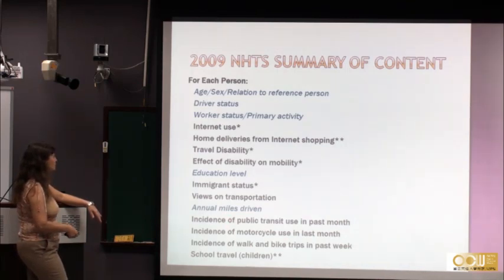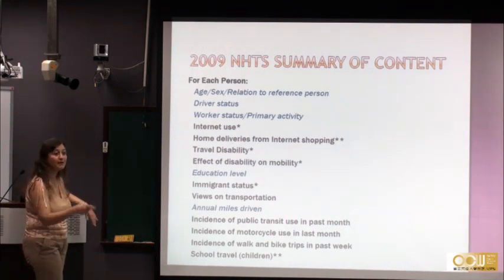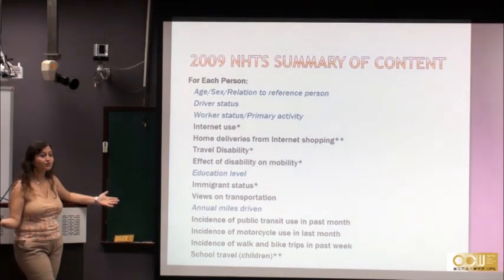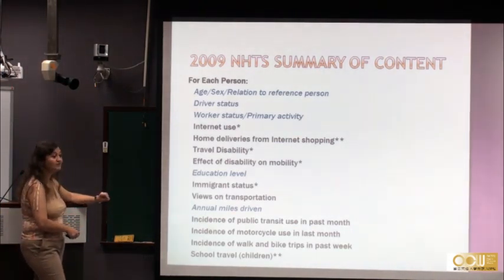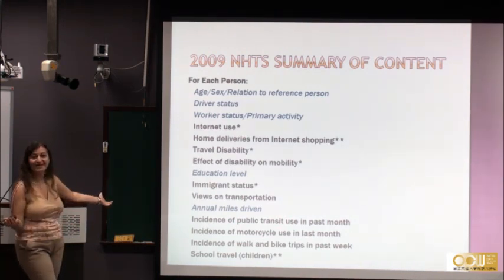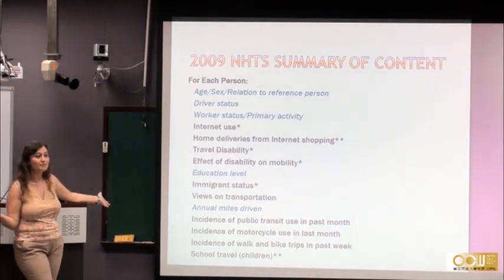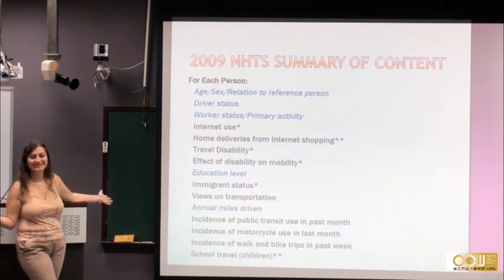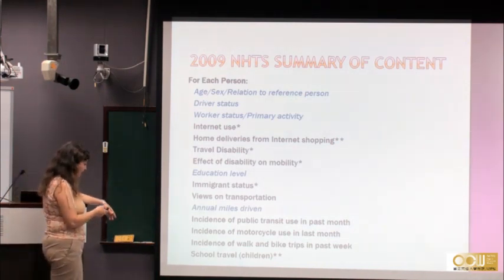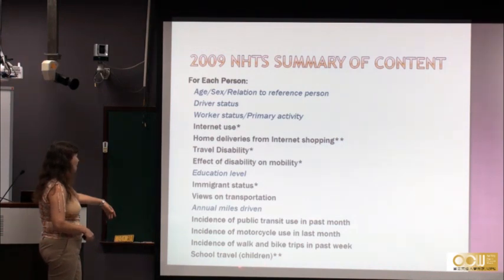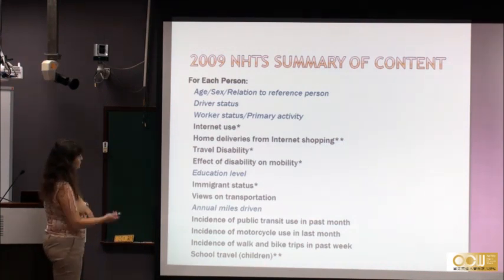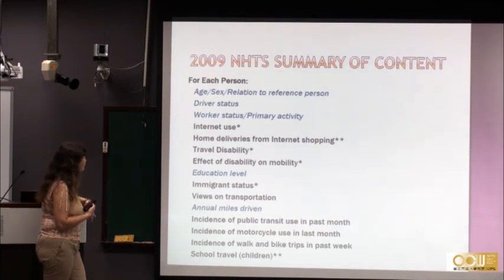If you have used public transportation, public transit, this is the variable that we were using in car ownership. Remember, there was a question saying, "What about transit?" So we were using that variable to quantify the use of public transportation. Unfortunately, as I said, 97% of the people in my sample say they never used public transportation in the past month. Use of motorcycle. Walking and biking in the past weeks, and school travel, especially for children. So this is all kinds of information you have in the person file.